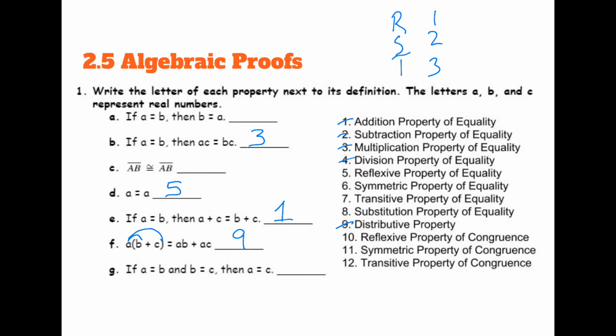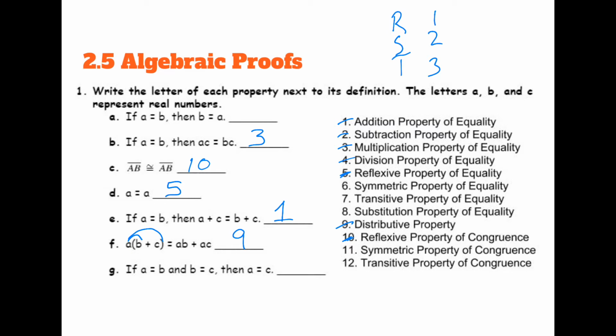Whereas with C, we have one segment there. So segment AB is congruent to segment AB. That's just one thing, right? It's one segment, the same segment, so that's going to be the reflexive property of congruence. Once again, we have a congruent symbol there, and here we have an equality symbol there, so we know the difference between those 2.